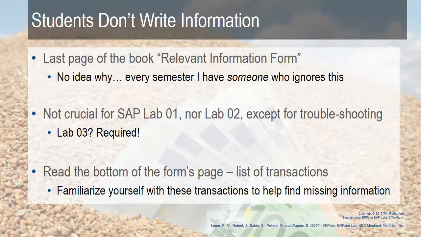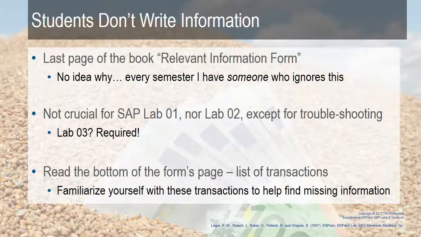I actually have it written. If you're reading through the labs, you'll see a little dashed box that says, do not ignore this. It says so in busy work. But they do. I don't know why. If you look at the bottom of the relevant information form, the last page of the book, you'll see a list of transactions. It says if you don't have this information, this is where you can find it. There are no instructions there. It just says this is it.